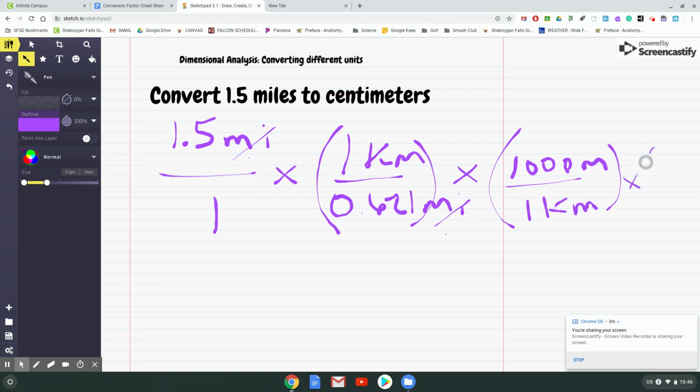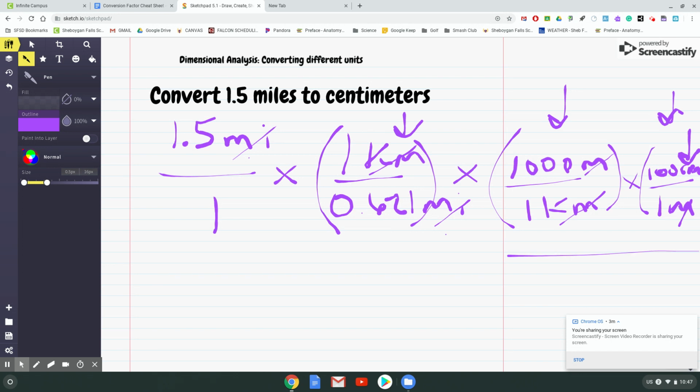There is also 100 centimeters in 1 meter. Now, these are equal, these are equal, these are equal. And if I follow my units, kilometers, kilometers, meters, meters, I am left with centimeters. Now, these two are not on that conversion sheet, but you should know that by now. So everything on top gets multiplied. So 1.5 times 1,000 times 100. And then you're going to go about dividing that by 0.621.